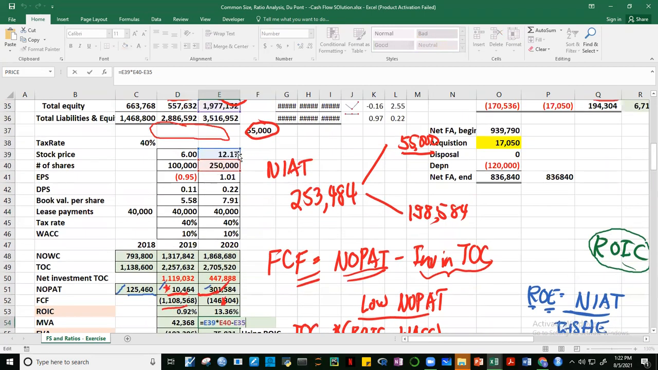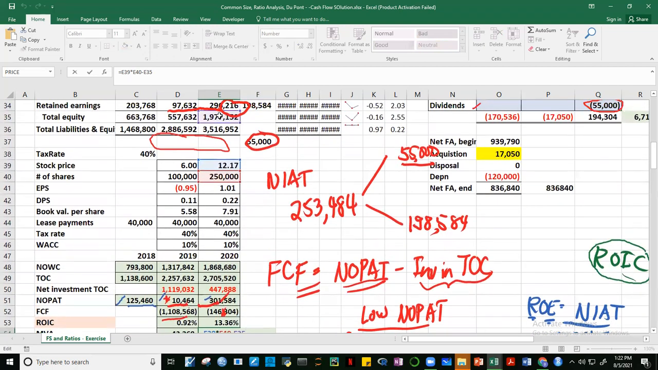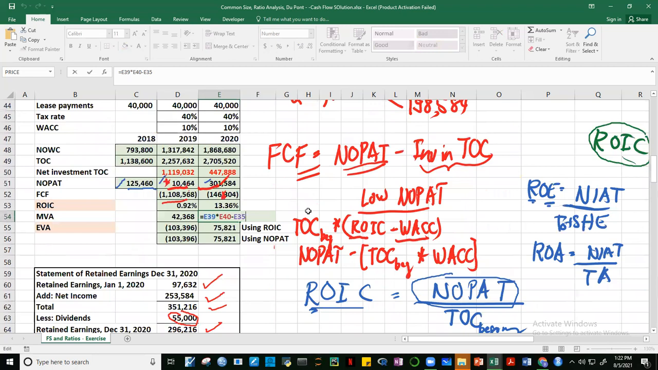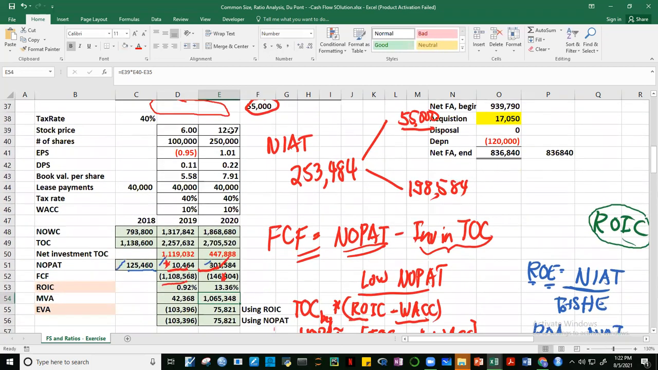So tumaas kasi yung stock price at 12. Tapos nag-issue din ng number of shares kaya tataas talaga dito. Pero yung book value din natin dito tataas. So that's this times this minus 1977. Okay, so that's your market value added here. Okay, enter. So 1065. Ang laki ng tinaas sa market value noong 2020. That was because of the large increase in the stock price.